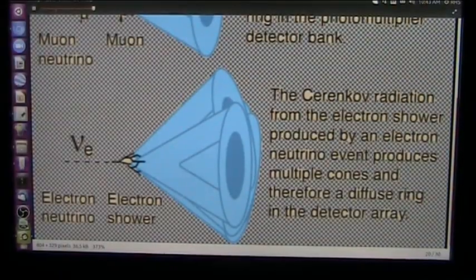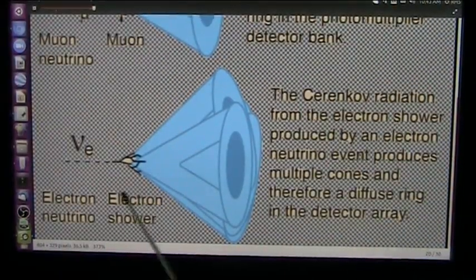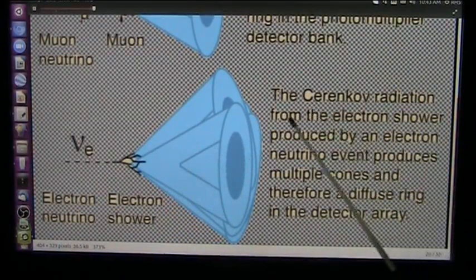It's basically the same thing I'm saying. It's an accelerated electron. So the Cherenkov radiation, which I said is the white radiation from the electron shower, produces multiple cones. They call it electron neutrino. I don't know what I'm saying.